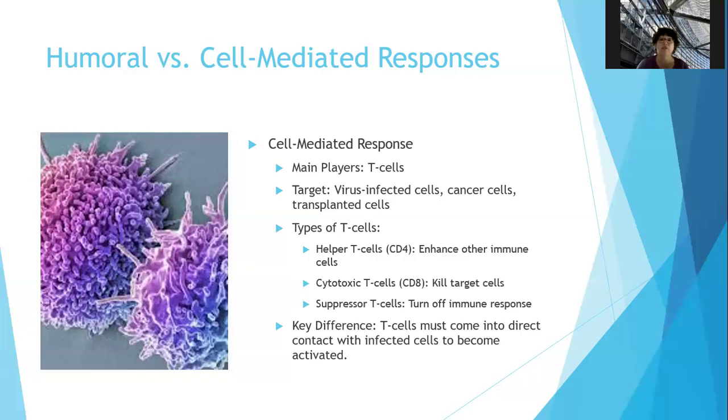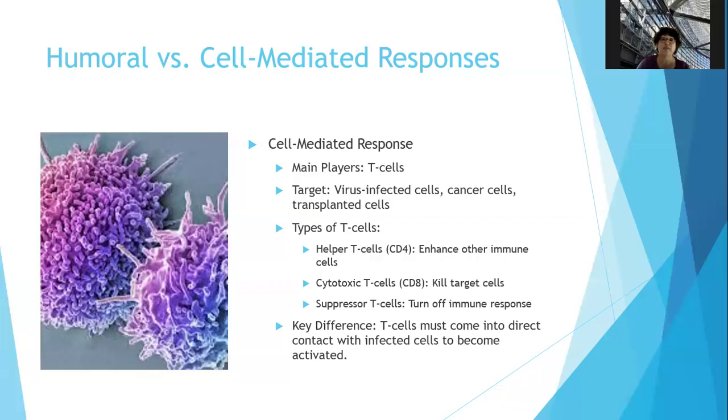Cytotoxic T cells, or the CD8 cells, they kill target cells. So the target cells have been marked now by the antibodies, and the cytotoxic T cells go out to get them. Suppressor T cells, they turn off the immune response or they diminish the immune response because you don't want your immune response to go on indefinitely. It could start recognizing your own cells as pathogens, and then that's trouble. That's called autoimmune disease, and we'll talk about that.